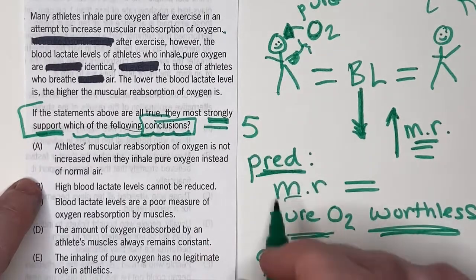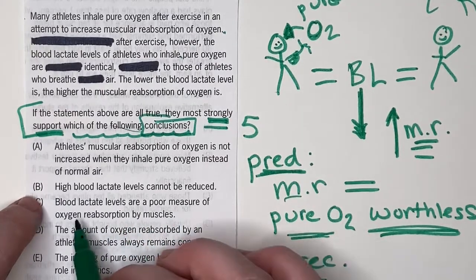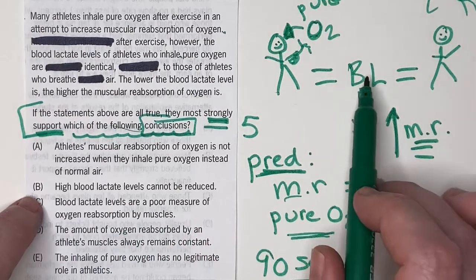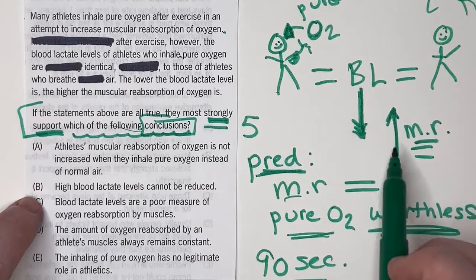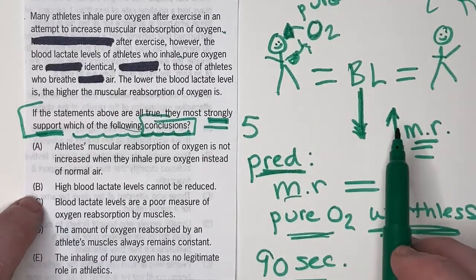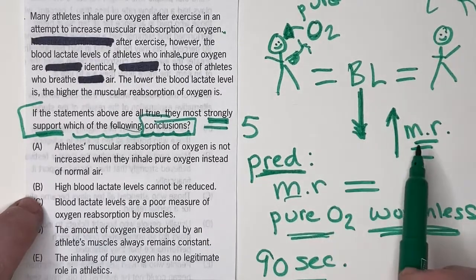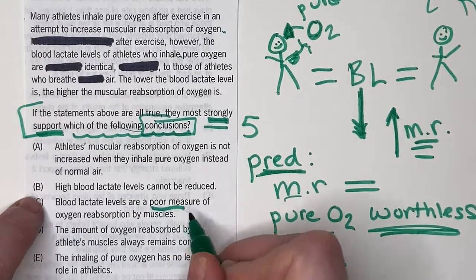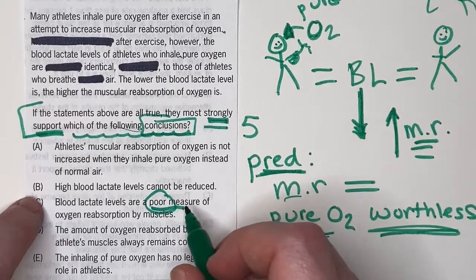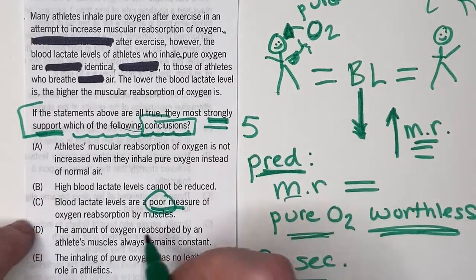B, high blood lactate levels cannot be reduced. Okay, well, we don't know that. Maybe it could be reduced by other means. C, blood lactate levels are a poor measure of oxygen reabsorption. Well, that seems to contradict this idea that blood lactate levels vary inversely with muscular reabsorption. There seems to be a strong correlation. It's an inverse correlation, but there's certainly a correlation. So just because it varies inversely doesn't mean it's a poor measure. That could be an excellent measure depending on exactly how that relationship is.